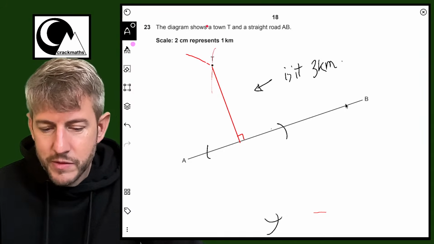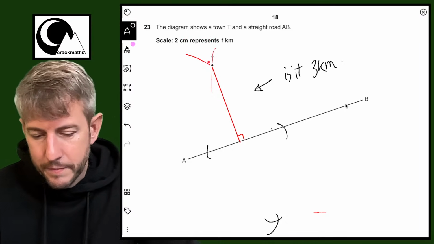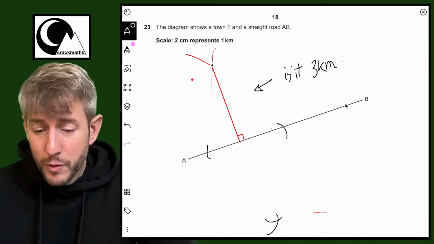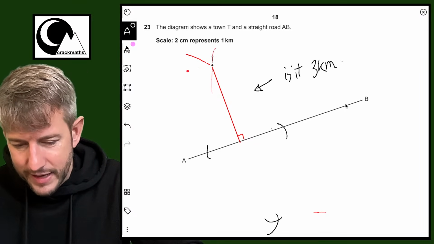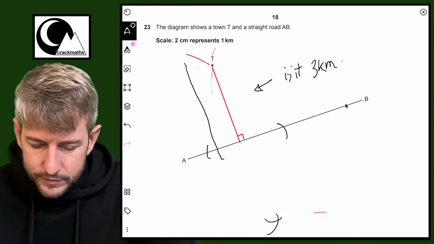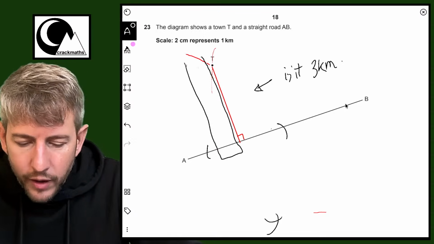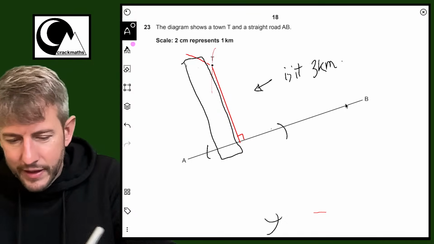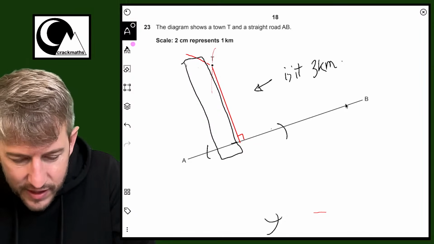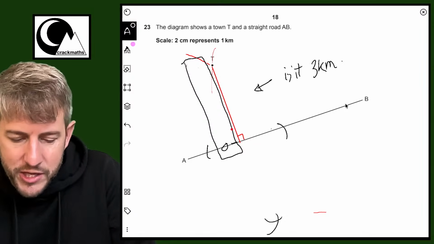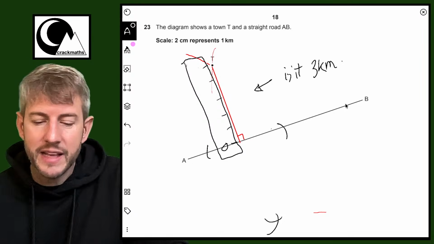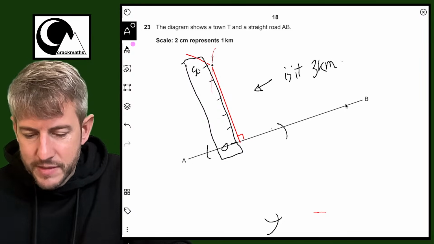Well, what we've got to do here is measure it. Okay, so 2 centimetres equals 1 kilometre. So let's say that we measure this, and it's difficult because I don't have a ruler. One second, let me draw a ruler. So let's say I've got my ruler here, and let's line it up so that it starts at 0 here, and then we'll measure it. 1, 2, 3, 4, 5, and let's say that this line is 5 centimetres.